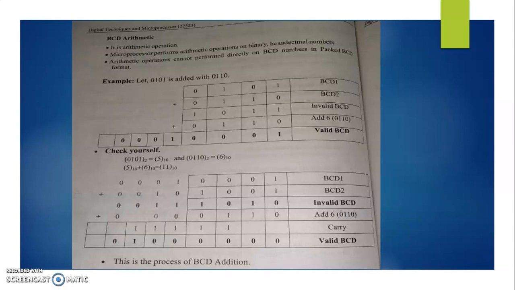Check yourself: 0101 is 5 and 0110 is 6. So 5 plus 6 gives 1011, an invalid BCD, so you add 6 to get a valid BCD. Here BCD1 is the first operand and BCD2 the second operation. Like XS3 code where we add 3, here we add 6. So this is BCD arithmetic operation.